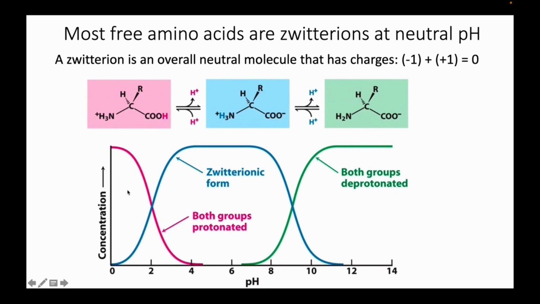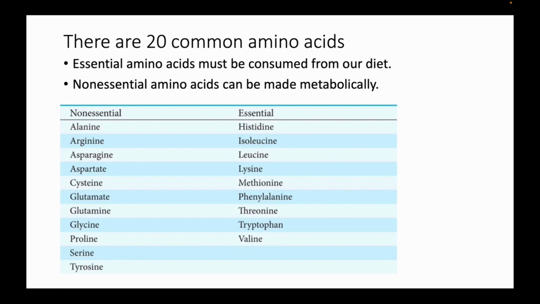As we move to a more acidic pH, we can protonate this carboxyl, and then we'll have an overall +1 charge on this amino acid. And as we move to a more basic pH, we can deprotonate the amine, so now we just have a negatively charged group.